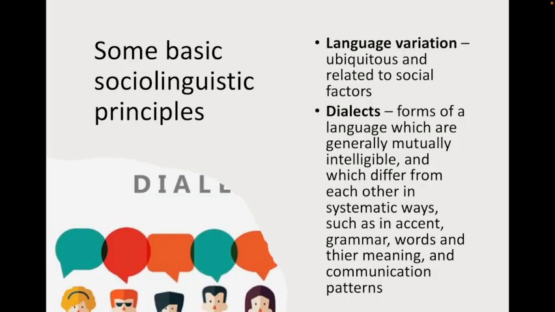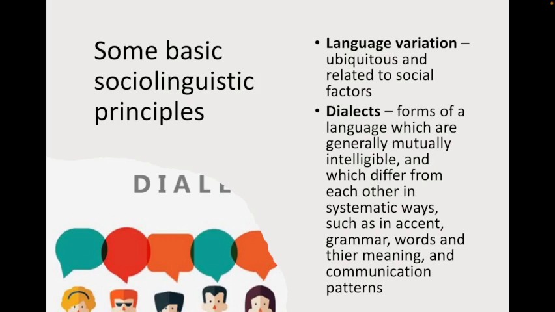Language variation is ubiquitous and related to social factors. Like what I've mentioned a while ago, our generation has a very big impact on the changes of our languages, as well as in the society. So in language variation, it is said that our language is very much related to its social factors. We also have the word dialects.